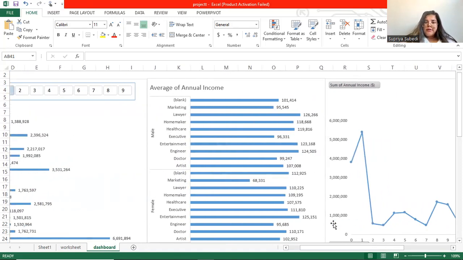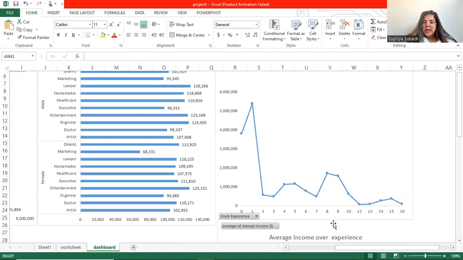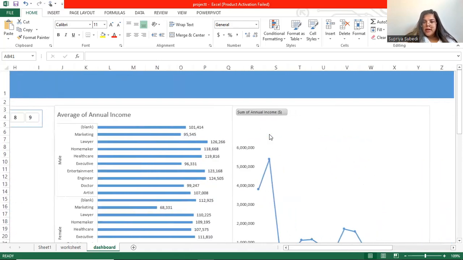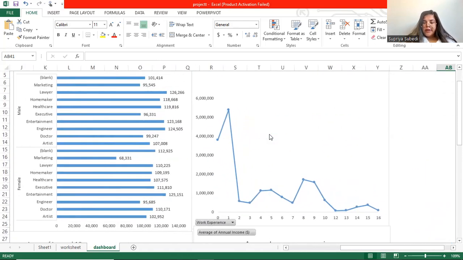So moving forward to the family size in the line chart, for the female, with the work experience of 1 to 2 years, it has the higher income here, more than 5 million. And for the experience of 12 years, it has the least annual income.